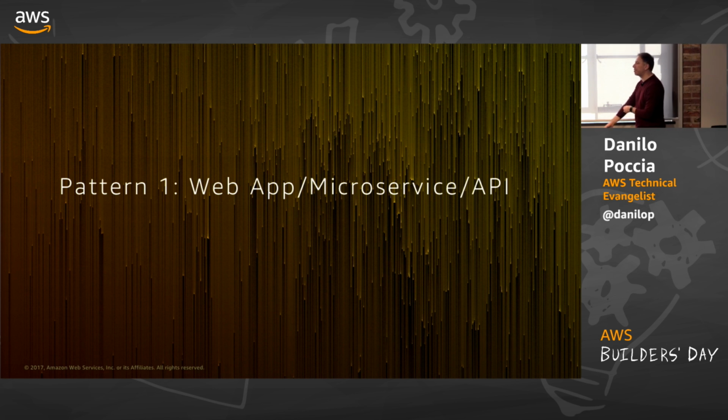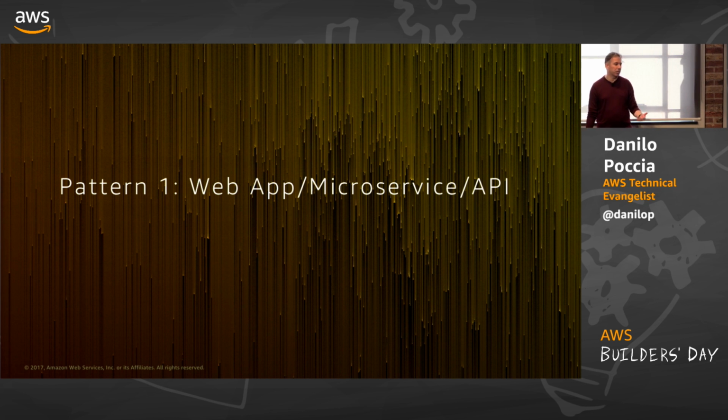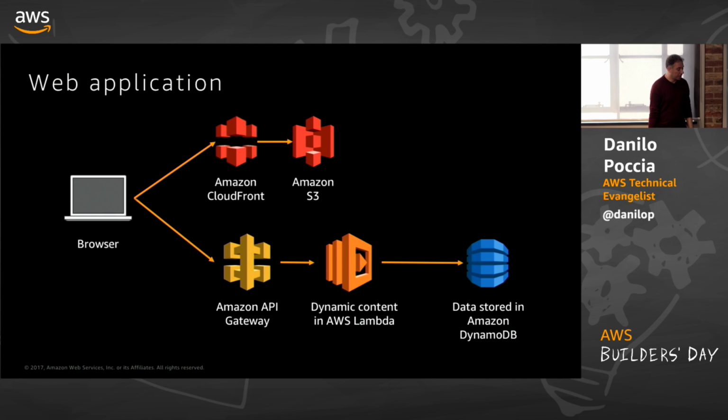So let's start with the first pattern. A web application, or any microservice with an API with a web front end. This is the standard architecture of a serverless web application.